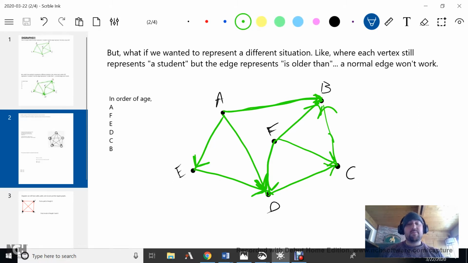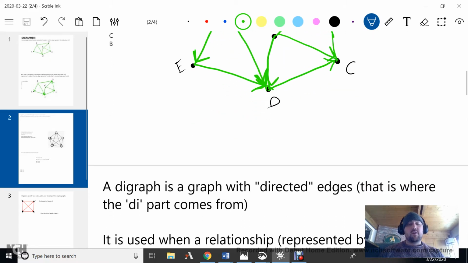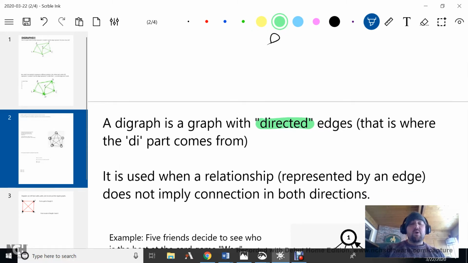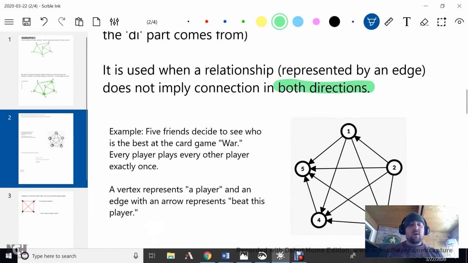So I want to go through a few of the basics of how digraphs work. A digraph is a graph with directed edges. That's where the di part comes from. Di is short for directed. And it's used when a relationship, represented by an edge, does not imply connection in both directions. So older than only goes one way. It's not connected like has had a class with.